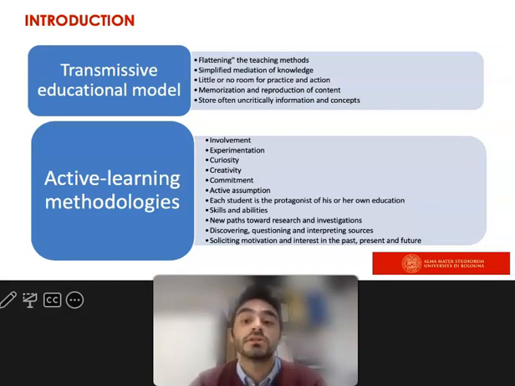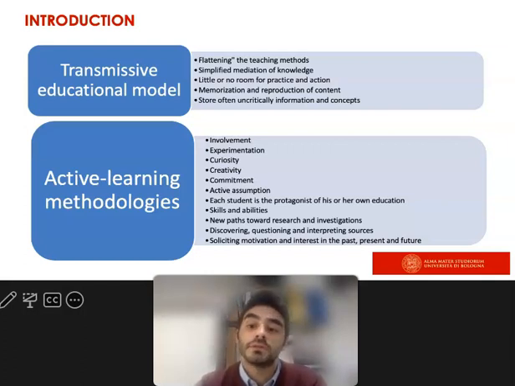From the observation that the transmissive method is a rigid model, little inclined to student attention and levels of personalization and, ultimately, results in disappointing outcomes, low interest, labile and mnemonic knowledge, and low formative capacity, comes the need to pursue educational paths that aim at involvement and experimentation, arousing curiosity and creativity, commitment and active assumption to make each subject the protagonist of his or her own education.